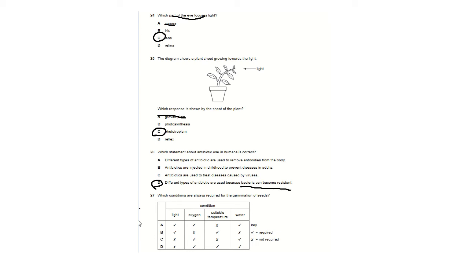27 asks which conditions are always required for the germination of seeds. Well, we know that seeds need oxygen to germinate, so since B doesn't have oxygen, we can cross that one off. We also know that they need the right temperature. C doesn't have that one, so we can cross that one off. And then we see that A claims that they need light. And if seeds needed light, they couldn't germinate underground, so that one is wrong. So the only possible and correct answer here is D.